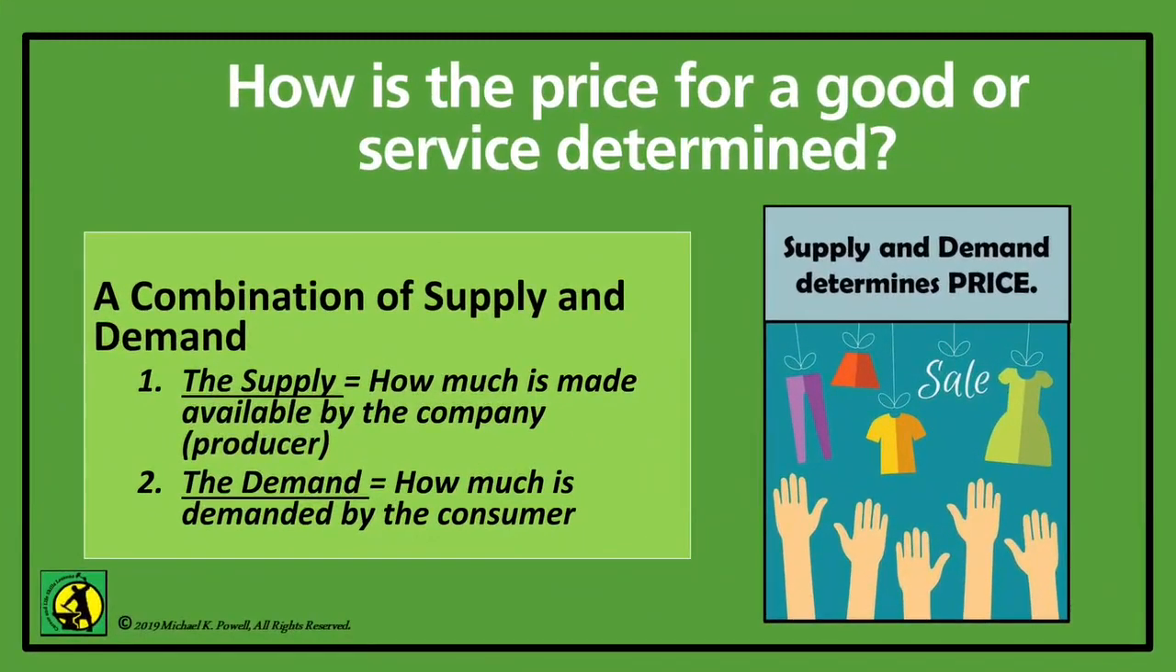So we're going to start by looking at the price of a good and a service. The price of a good or a service is determined by two different things. It is determined by a combination of supply, which is from a producer's point of view, as well as the demand, which is from the consumer's point of view. When we look at these topics, we wear different hats. For supply, we think like the producer, and for demand, we think like the consumer. These two concepts together are how the price of a product is determined.